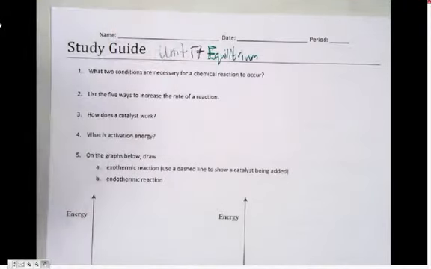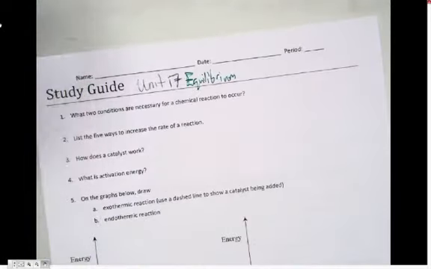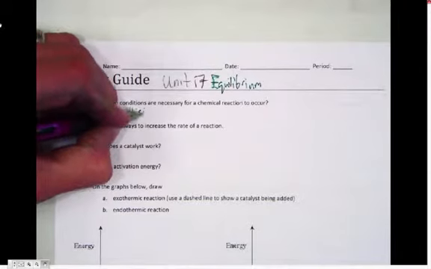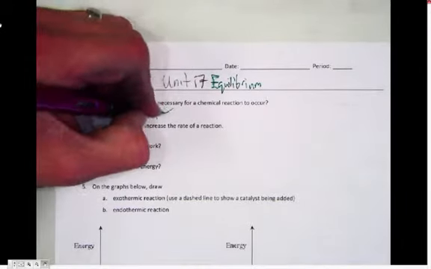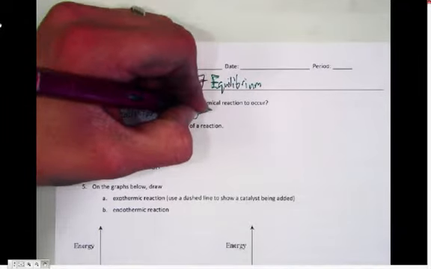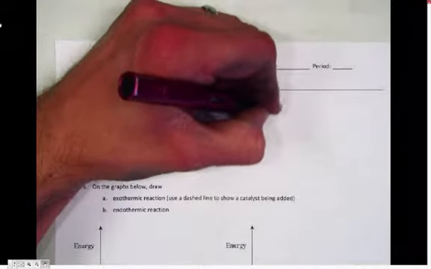Alright guys, we're going to go over Study Guide Unit 17 for Conceptual Chemistry. So for question number 1, it says, what two conditions are necessary for a chemical reaction to occur? Really there are two conditions that describe one event. So you need a collision, and then that collision needs to have enough energy, so they've got to hit hard enough, and we call that the E of A, or the activation energy.